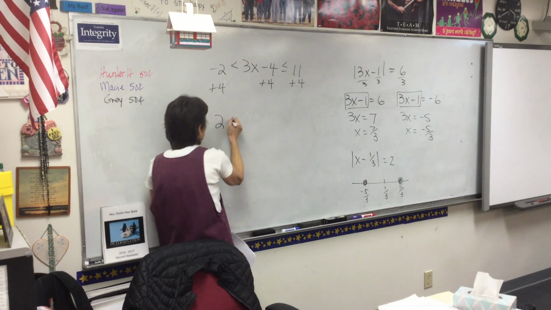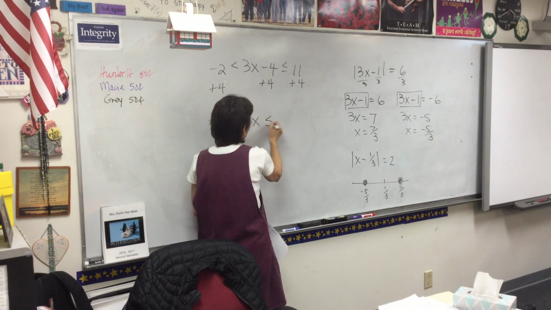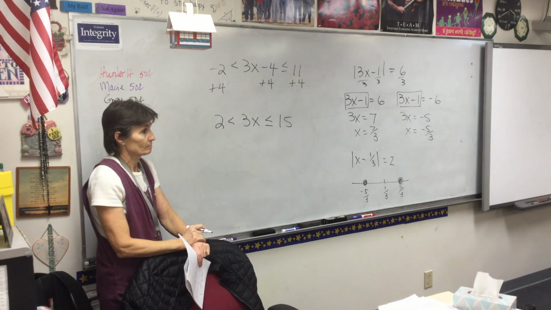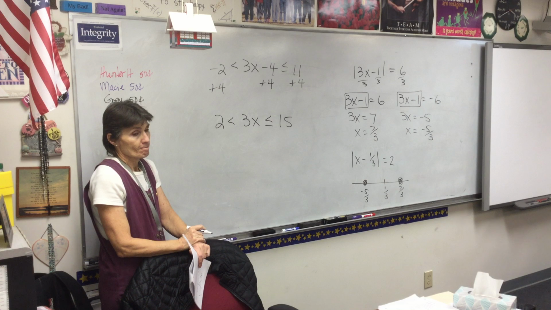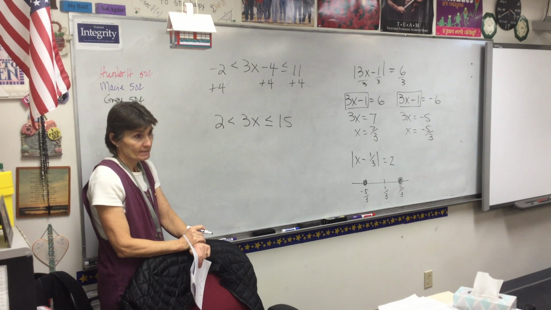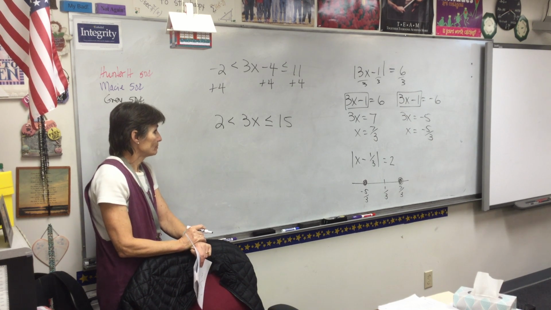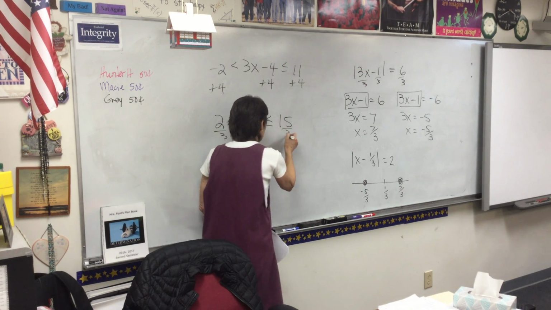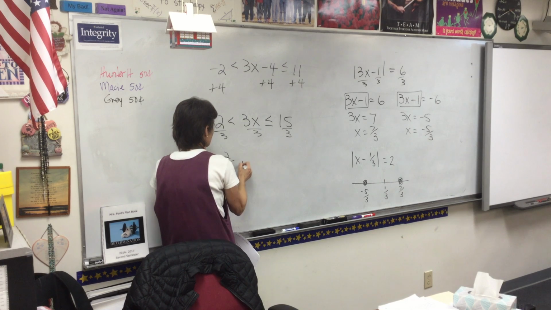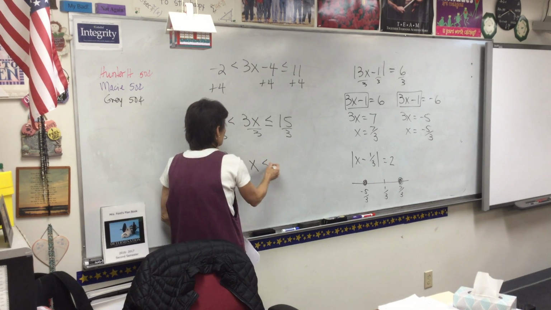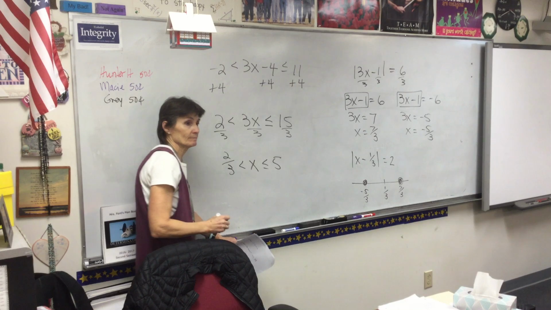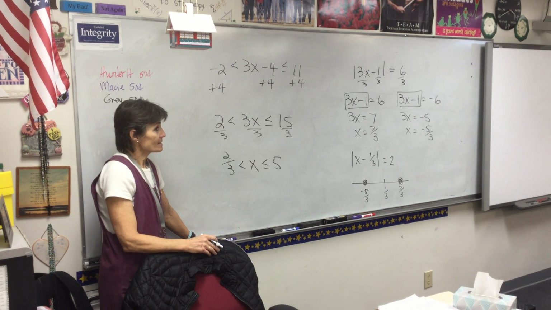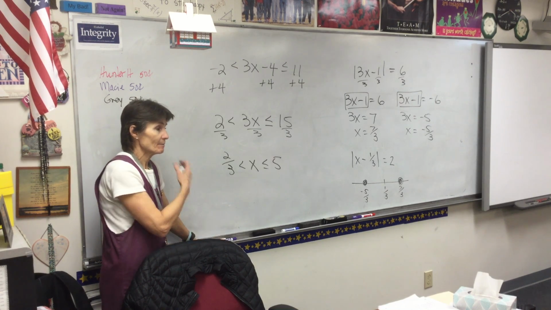So that gives me 2, 3x, and 15. Right? Easy. Now what? Divide everything by 3 all the way across. So 2/3 less than x less than 5 is x by itself. Yep, done. That's it. That's the answer.